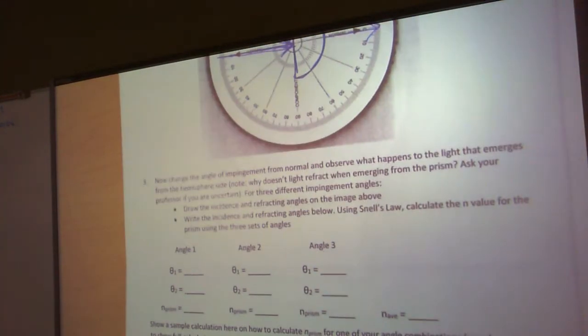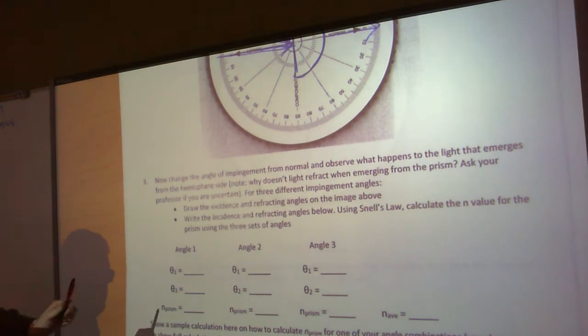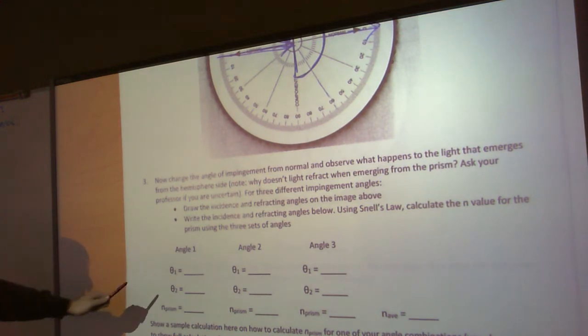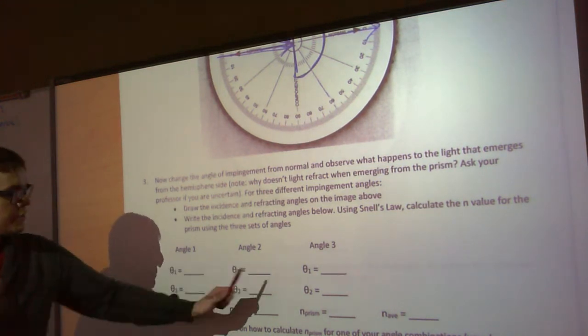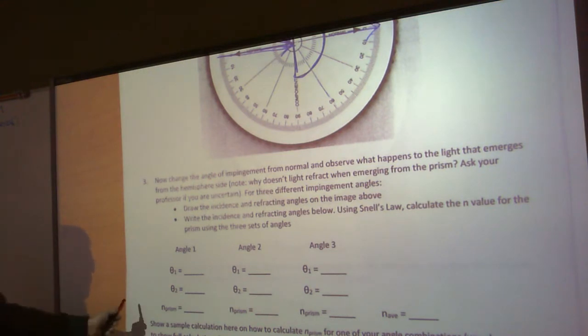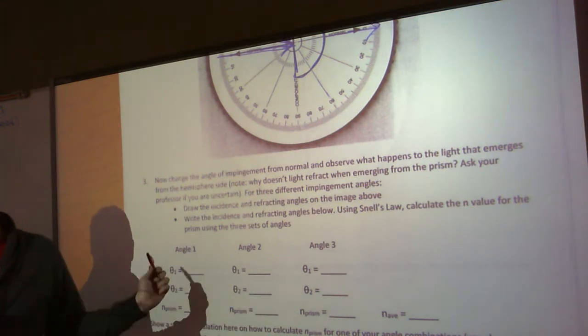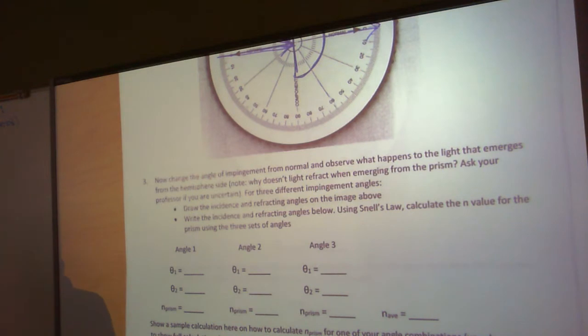We're going to have 3 sets of theta 1 and theta 2 for our incidence and refracted angles. And then we can calculate our prism refractive index just like we did this morning. We had incidence and refracted angles, and we calculated a refractive index.